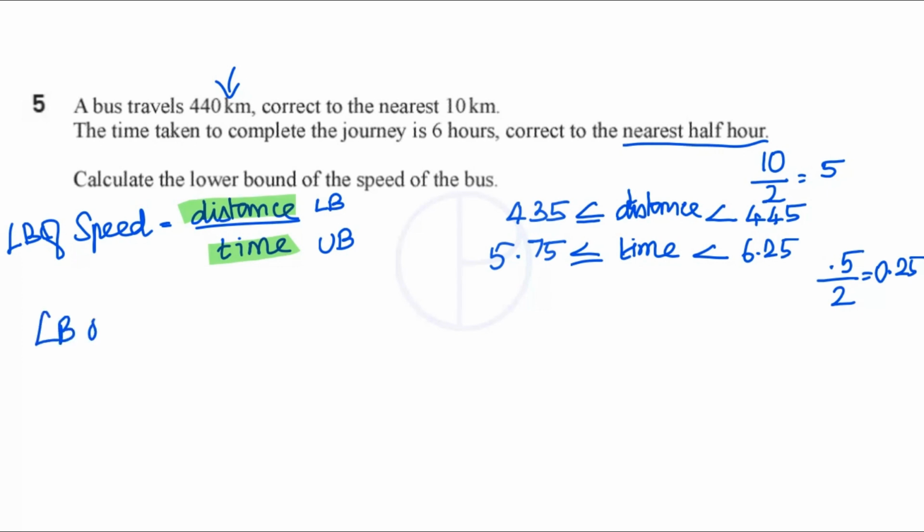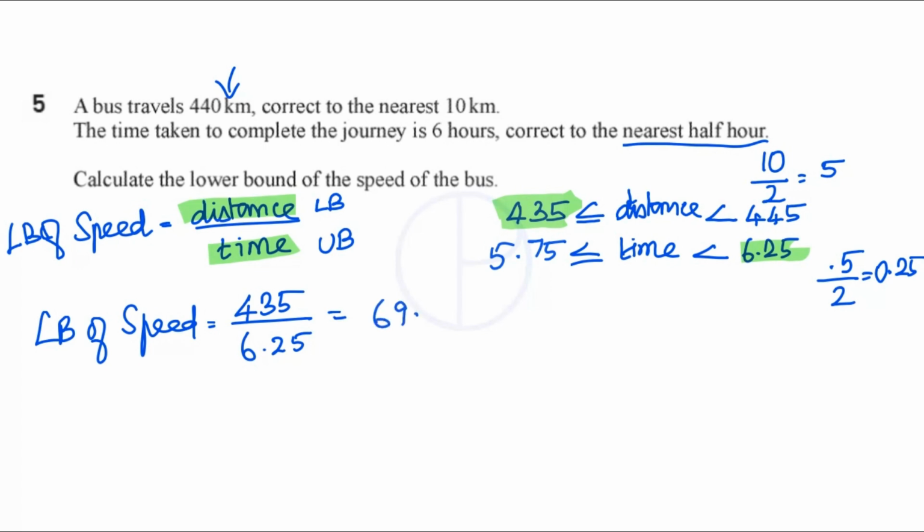So the lower bound of speed is, we have to take the lower bound for distance. So this is the lower bound value. And for time, we need to take the upper bound value. So 435 divided by 6.25, so you get 69.6. So this is the lower bound of the speed of the bus.